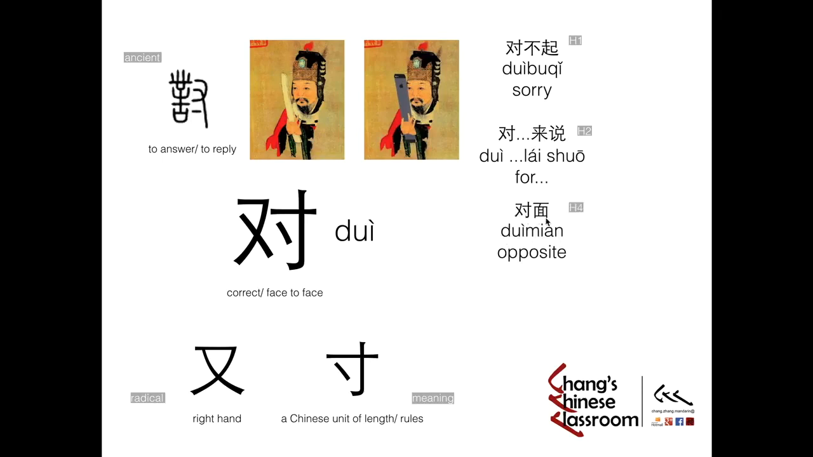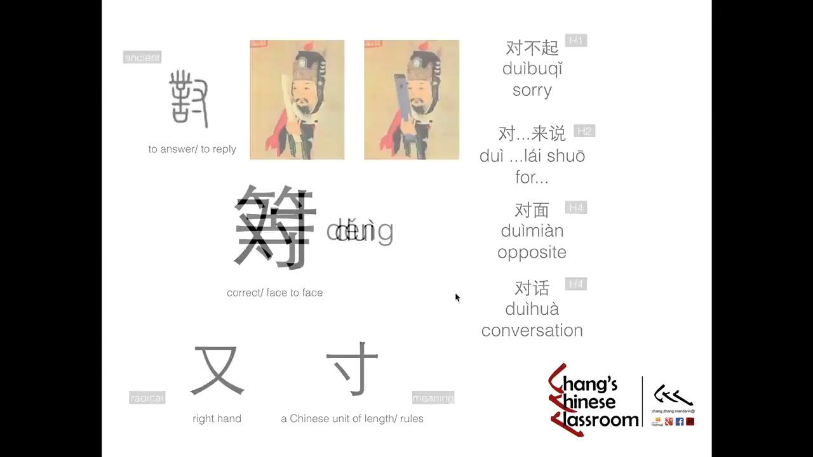And this one 对面 means to face the dimension. 面 here means the dimension. That means opposite altogether. And the last one, 对话, to have a conversation. This 话 is to talk to someone face to face, right? Conversation. Okay, just don't stare at the pictures and try to memorize the characters. Let's take a look at the next one.